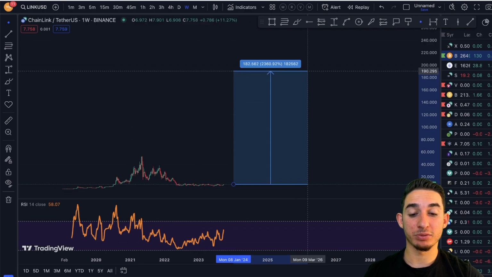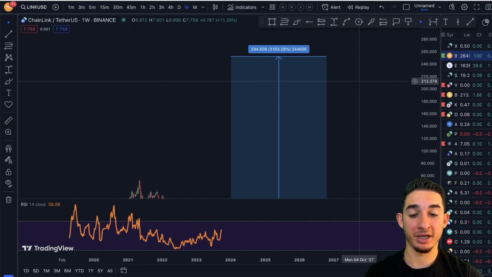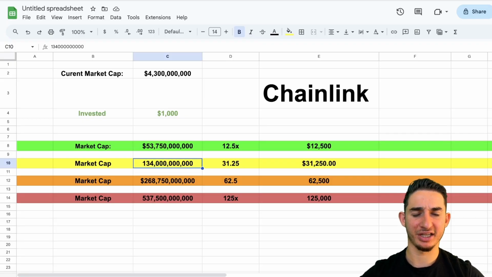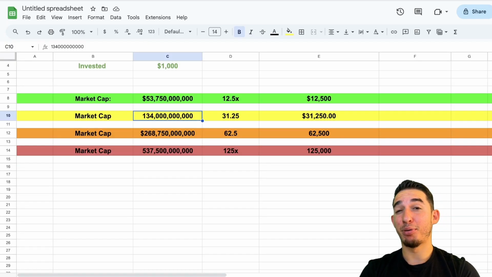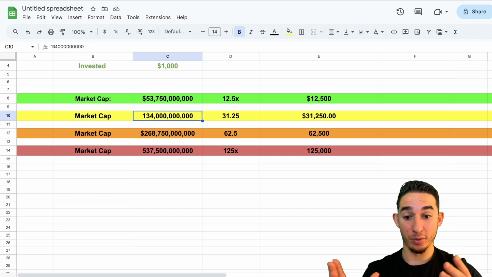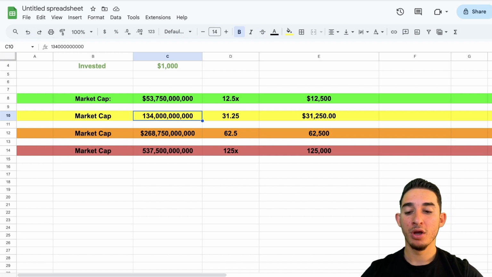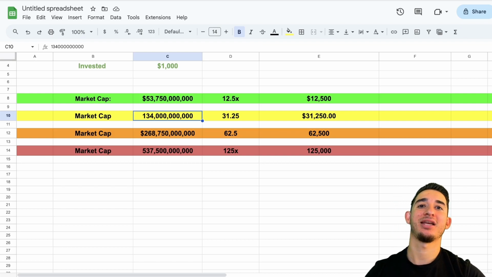So a 31x right here is Chainlink all the way up here, which would bring it to roughly $250. So can we see Chainlink reach $250? It's possible, but it would be very, very tough. Essentially a $134 billion market, not peanuts. It's a lot of money, but anything is possible. So 62.5x, probable but not impossible.